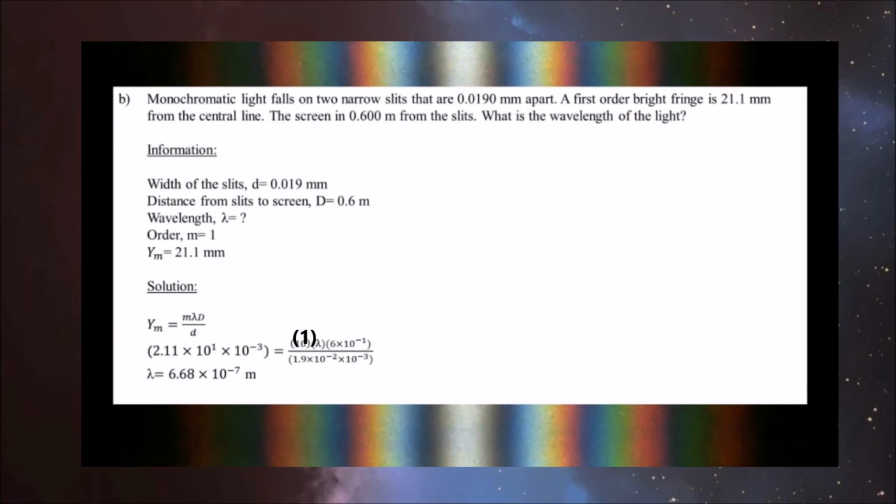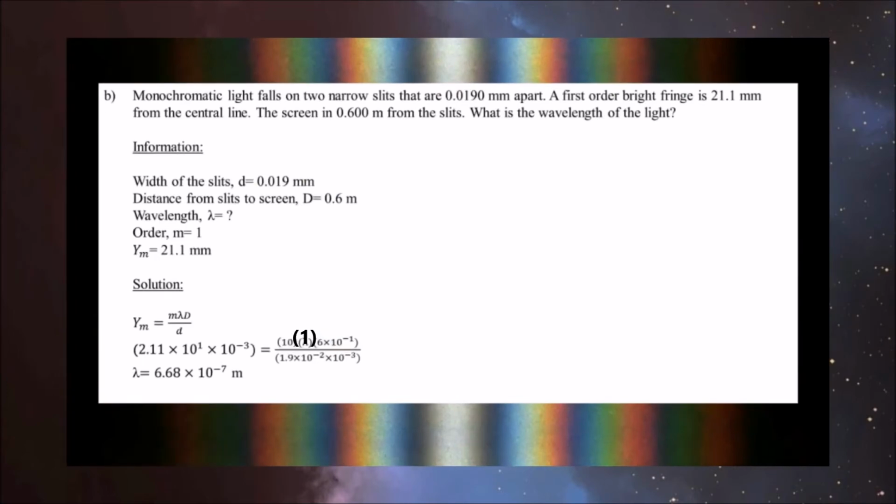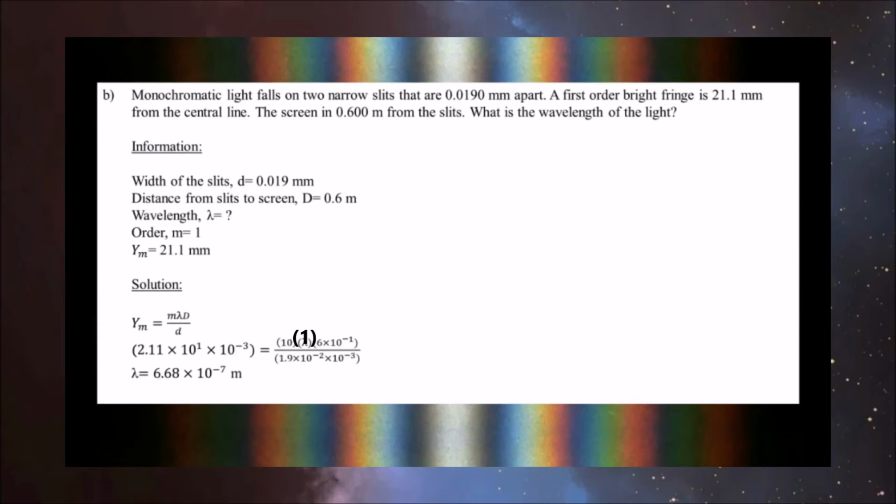So we can get the information from the question: width of the slits is 0.019 mm. Distance from the slits to screen is equal to 0.9 meter. The wavelength is what we want to find, m is equal to 1, while ym is equal to 21.1 millimeter. So we can use this equation. Before we substitute the value, we must convert it to meter. So after substitution, we get lambda equal to 6.68 times 10 to the power of negative 7 meter.